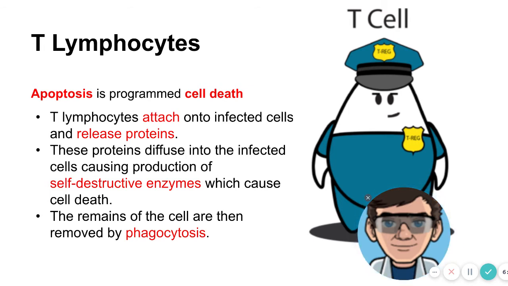What's key here is that they're called self-destructive enzymes because it's the infected cell itself that's producing them. Any wording that suggests the T lymphocyte is producing the self-destructive enzymes will cost you the mark. You have to be clear that after it attaches, it sends proteins into the infected cell, and those proteins cause the infected cell to start producing self-destructive enzymes, leading to apoptosis.